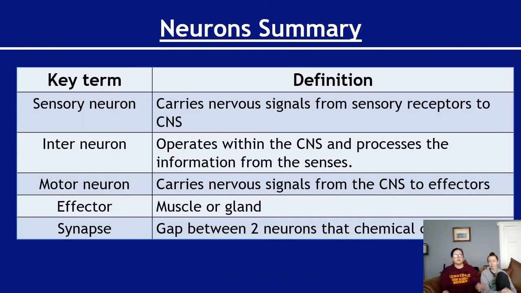So, important terms from this little section. The sensory neuron carries nervous signals from sensory receptors to the central nervous system, or CNS. The interneuron operates solely within the CNS and processes the information from the senses. The motor neuron carries nervous signals from the CNS, the brain and spinal cord, to effectors. An effector is just a muscle or a gland in general. And a synapse is a gap between two neurons that chemicals cross.